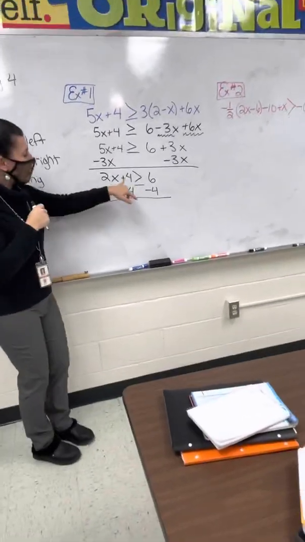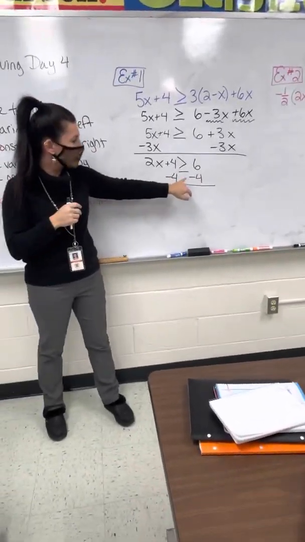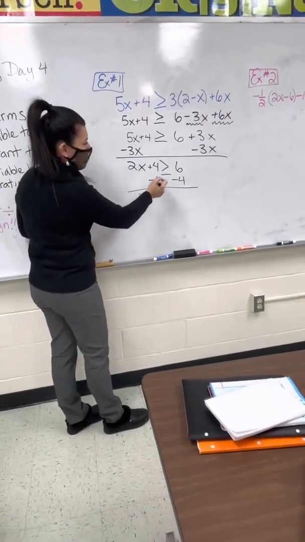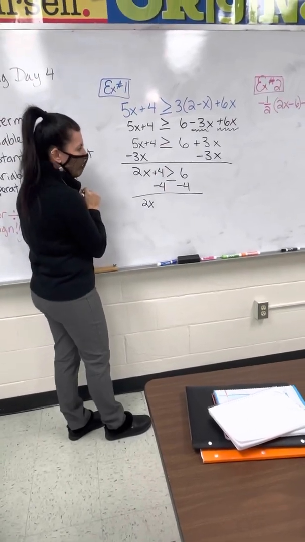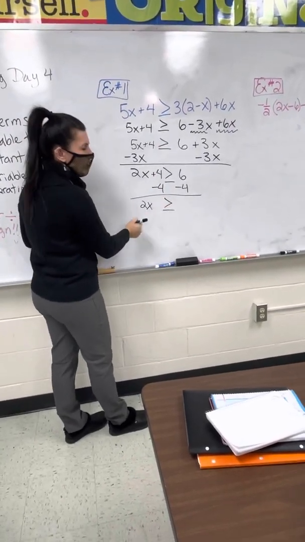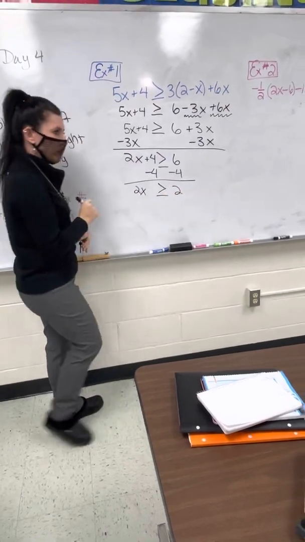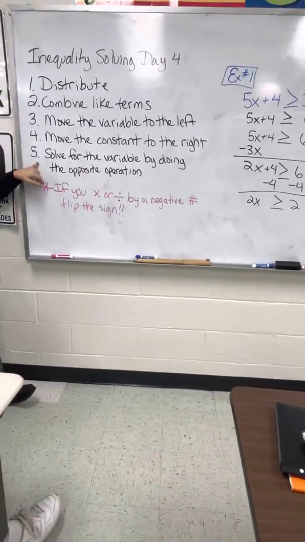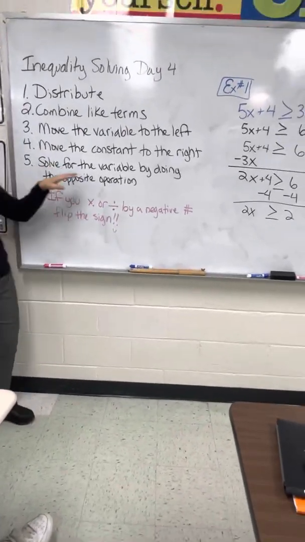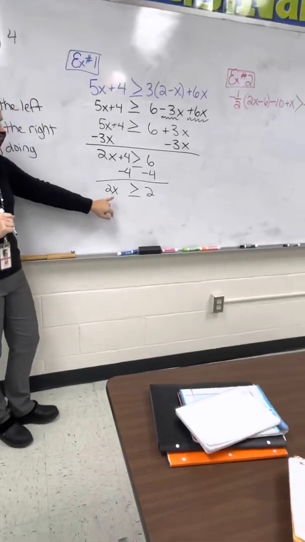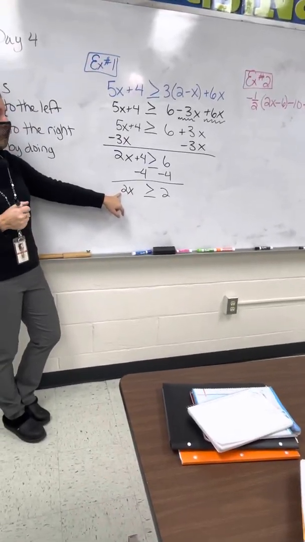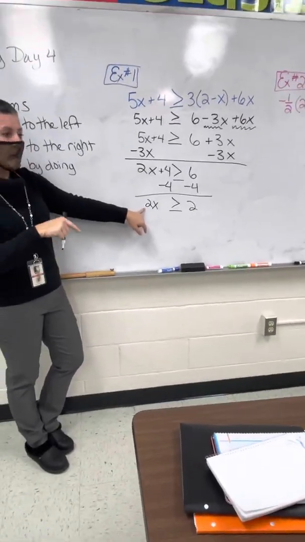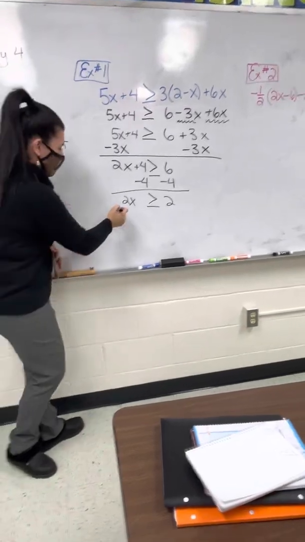And again, look where I put that minus 4 under the constant, which is where I'm going to combine it. Bring down my 2x. 4 minus 4 becomes 0. It's gone. Bring down my symbol. 6 minus 4 is 2. My last step, number 5, solve for the variable by doing the opposite operation. So to get this x by itself, I have to get rid of the 2. What's the 2 doing now? Sayla? It's multiplying, and the opposite of that is dividing.